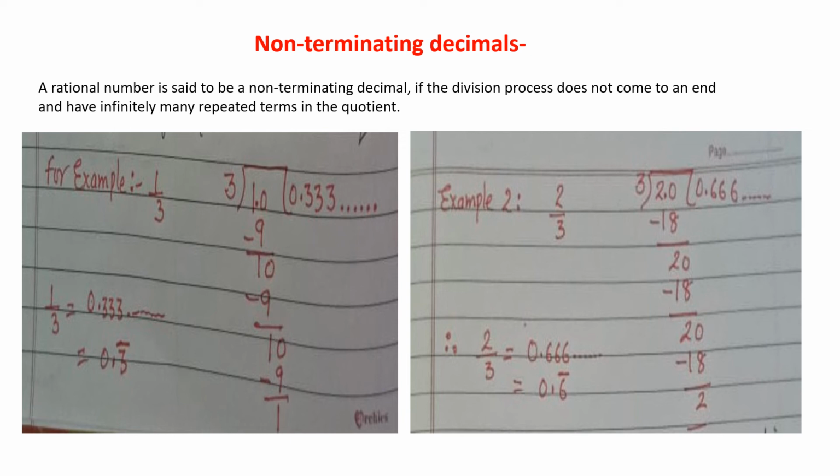Now in both the examples you have observed that your answer does not come to an end. One digit in the answer is repeatedly coming again and again. So such types of rational numbers are called non-terminating decimals.